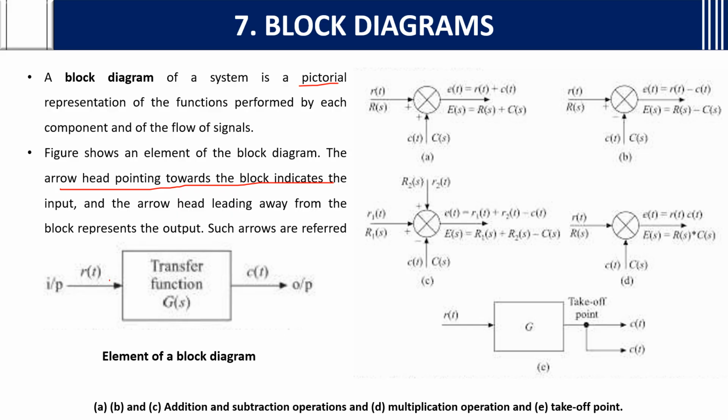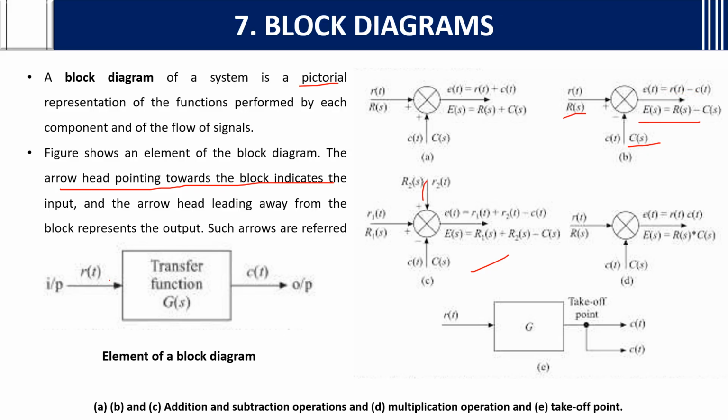First we will see the addition and subtraction operations in this A, B and C. If you see here, this is the reference input. This is the output of the summing point. This is the summing point which is connected with the output, that is C of t, C of s in a feedback. Here as they are both plus, you will take error E of t is equals to R of t plus C of t. And for that respective Laplace transform also written there. And for B it is minus. Everything is same, but we are going to minus. E of t is equals to R of t minus C of t. Why? Because here it is minus. So for here also respective Laplace transforms are mentioned.